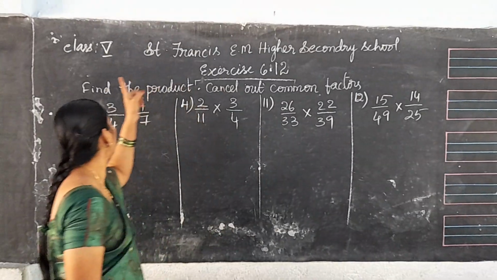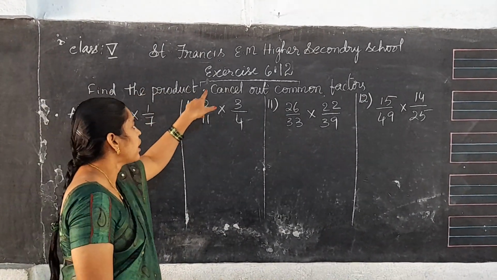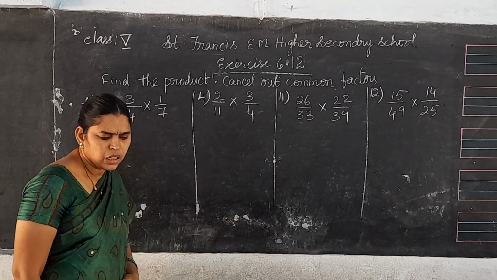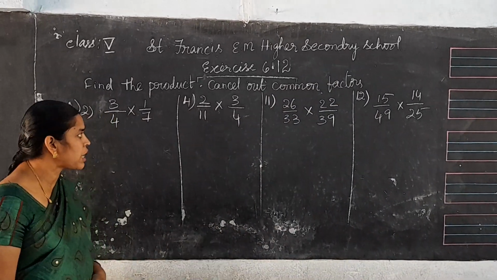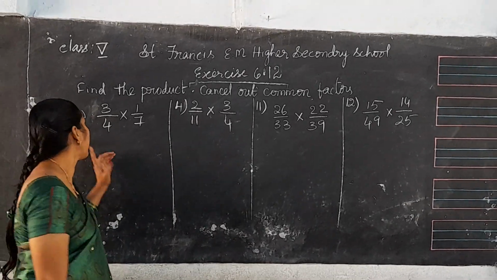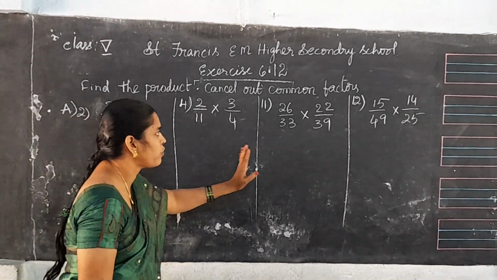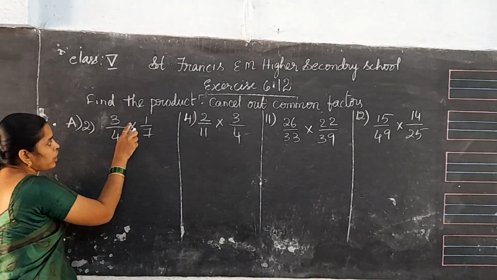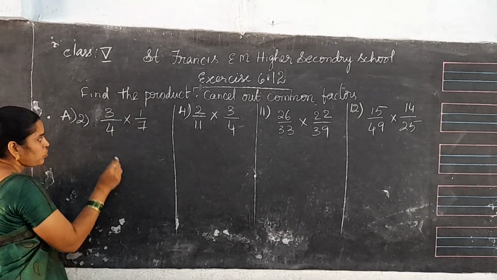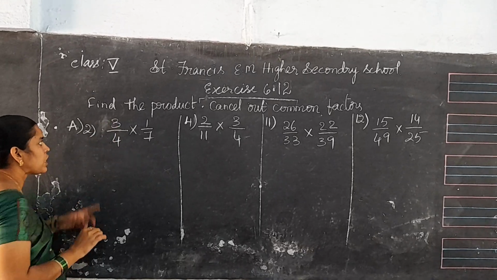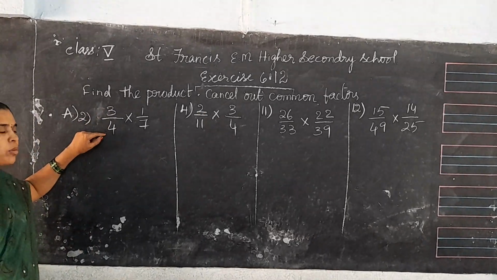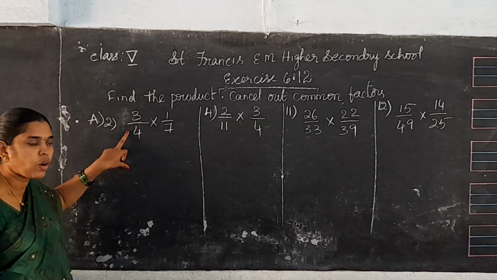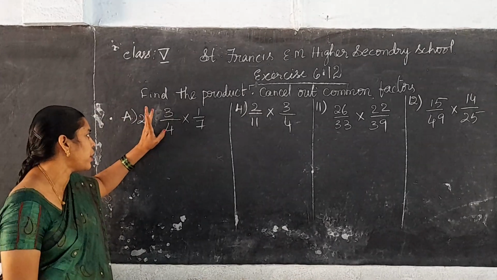See exercise 6.12. Find the product. Cancel out common factors. Okay, children? In this total 12 sums are there. Out of 12, I am going to explain 4 sums. See, first one 3 by 4 into 1 by 7. First check these two numbers. First numerator, first denominator. What is the common factor in this? 1. 1 is the common factor. So, no need to do anything.